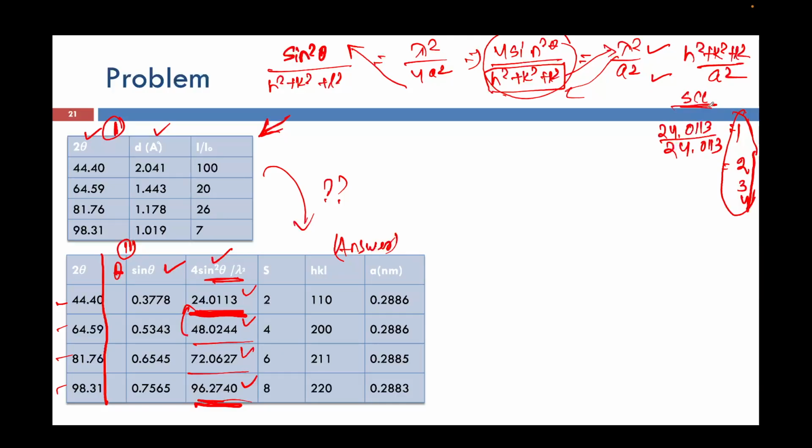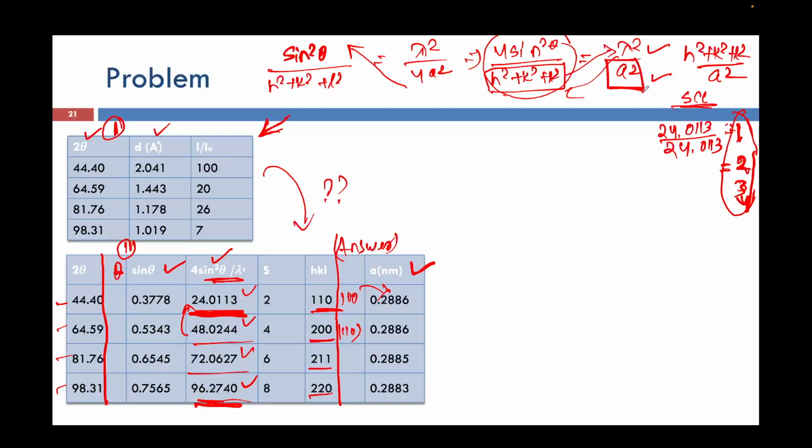But you should not stop there, because the moment you stop there, that will be a problem. Why? You have to calculate a. Once you see that this is 1, 2, 3, 4, accordingly you assign the hkl values: 1 means you will assign 100, 2 means you will assign 110. If you assign the hkl values like this, then the a value will not remain constant. Remember, the a value has to be constant.